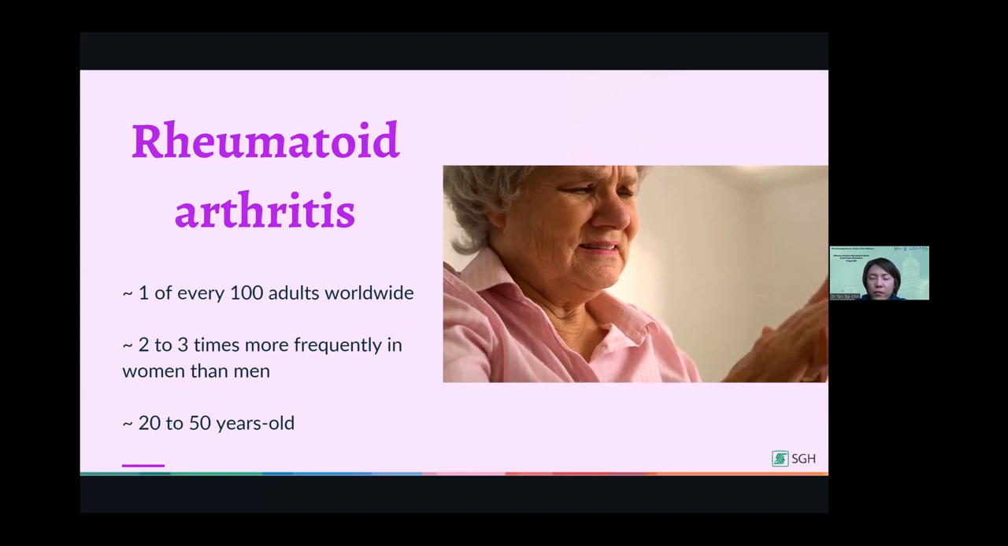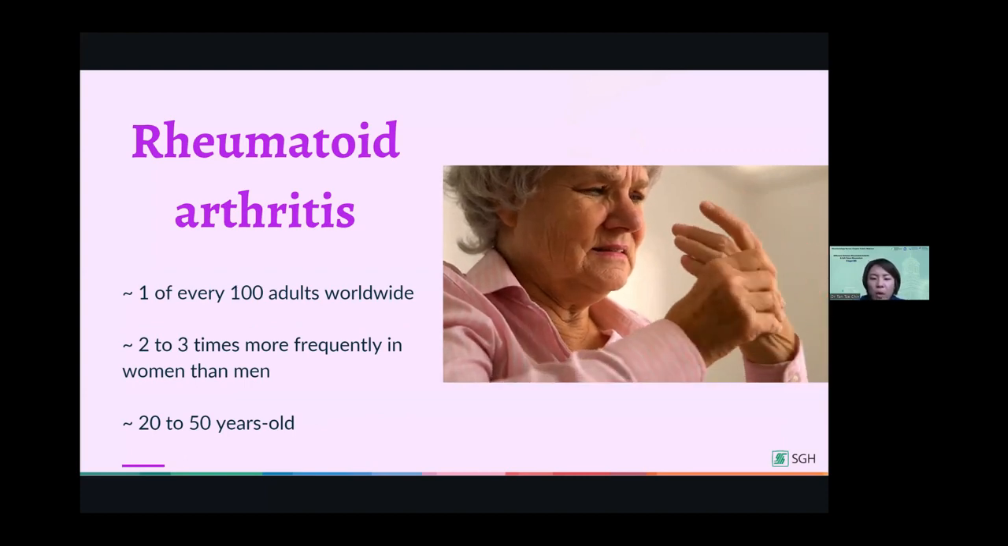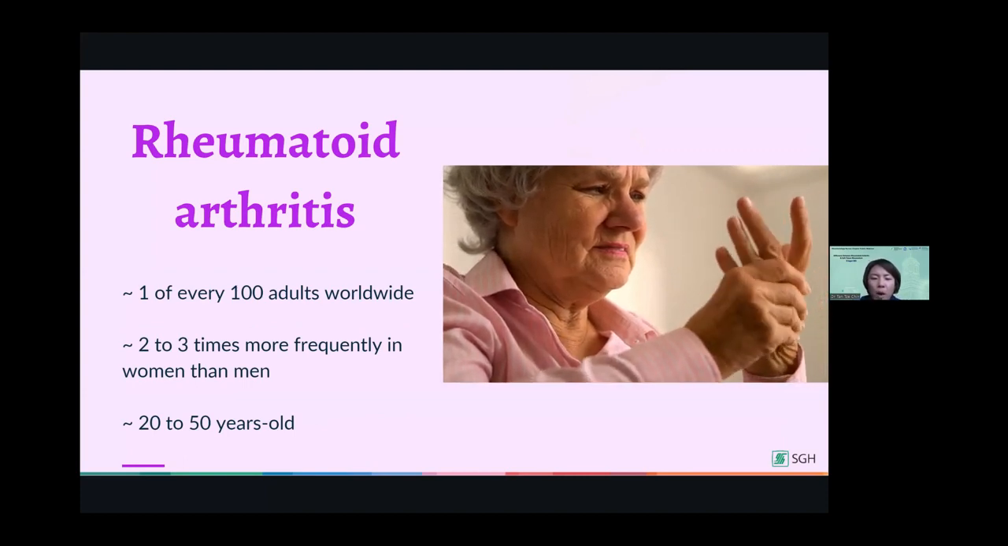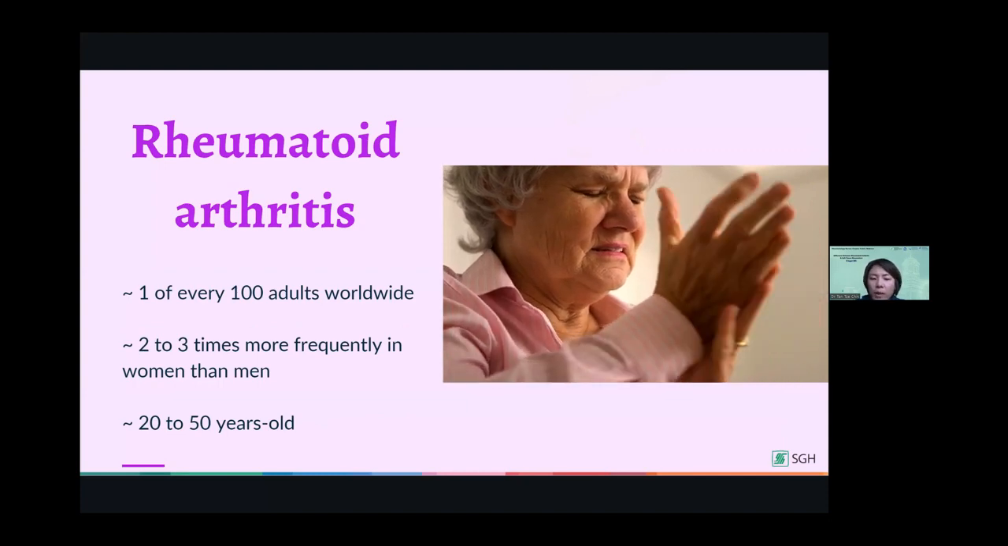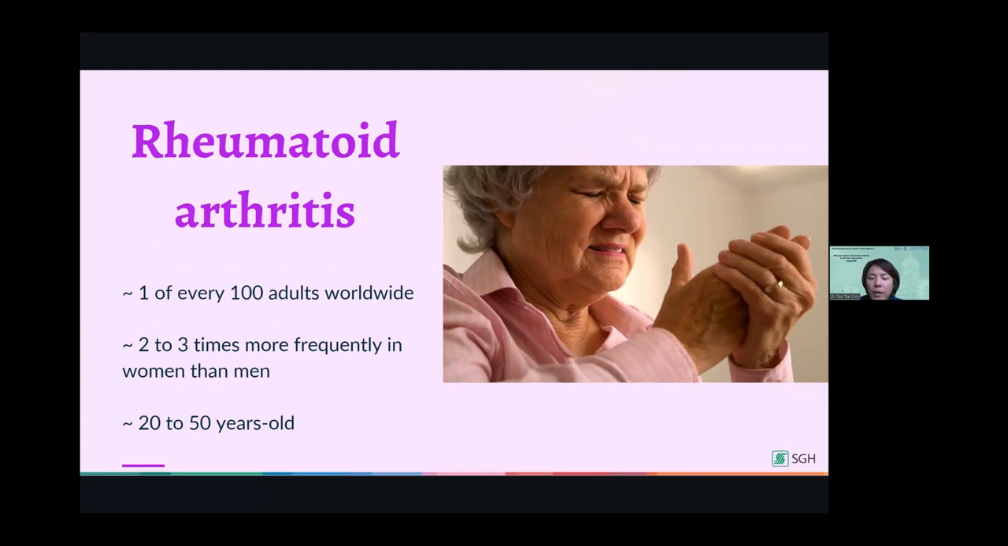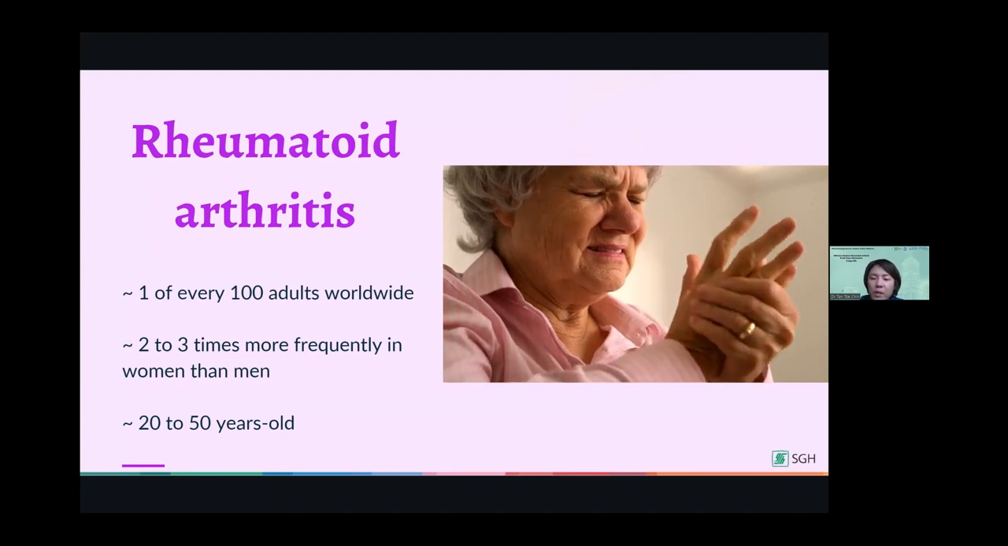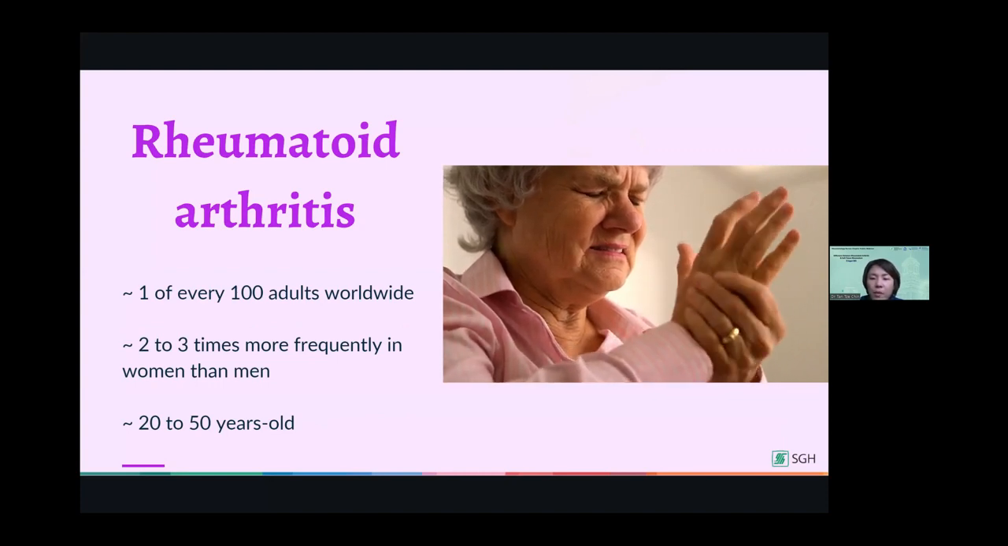As you have heard from Dr. Charlotte just now, rheumatoid arthritis affects approximately 1 in every 100 adults worldwide, and it is more frequently observed in females more than men. The frequency is 2 to 3 times higher in females compared to men. It can affect people of any age, but the peak onset is from 50 to 59 years of age.